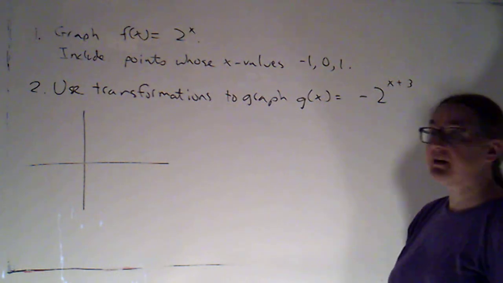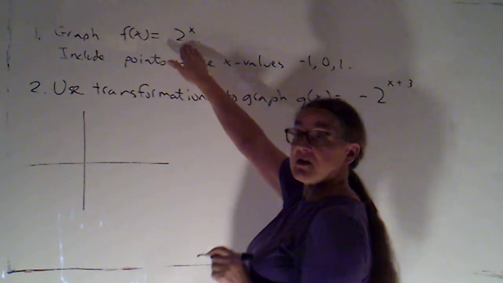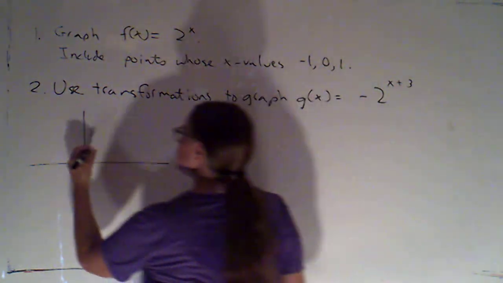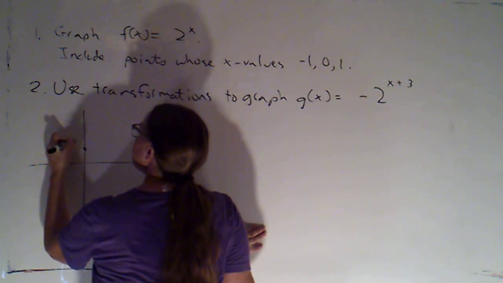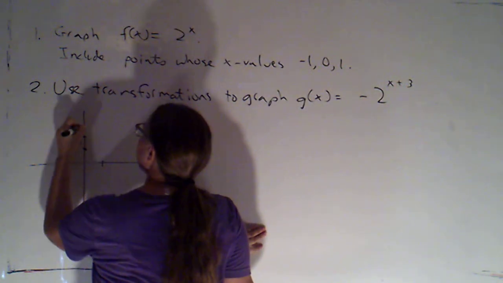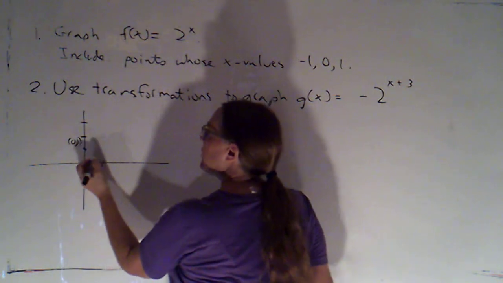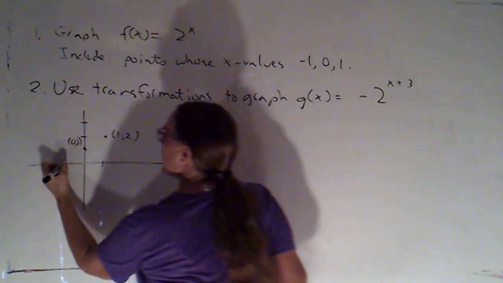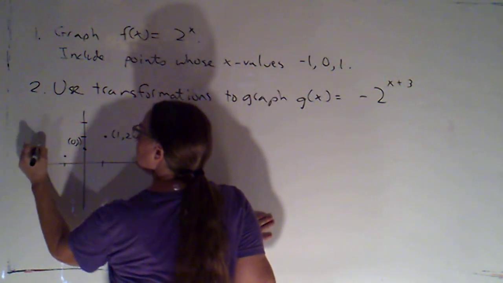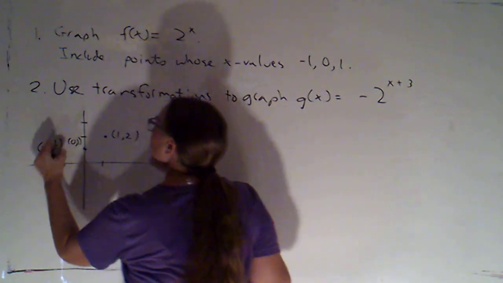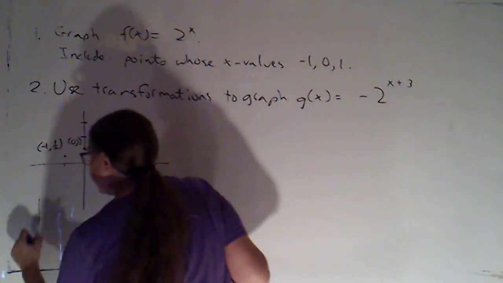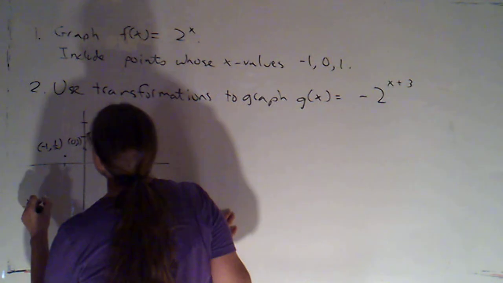So let's start out with question number 1. We're graphing 2 to the x. 2 is the base, it's bigger than 1, so I know we're going to have exponential growth. My y-intercept is 0, 1. When x is 1, we'll be at a height of 2. When x is negative 1, we'll be at a height of 1/2. If you want to create a quick mini little table of values here, you certainly could.